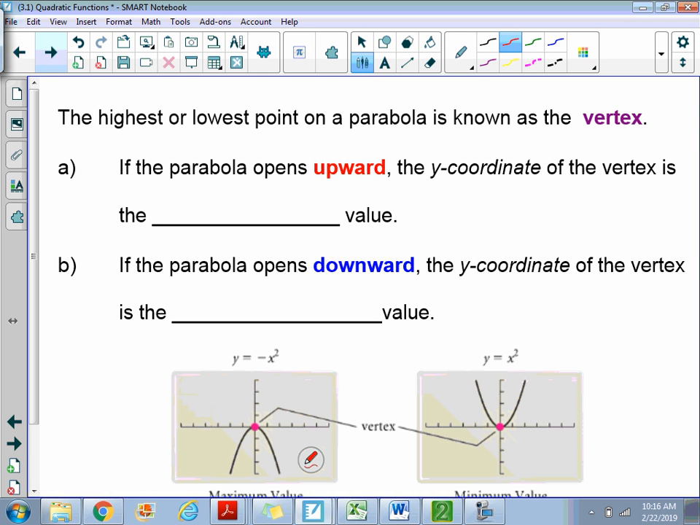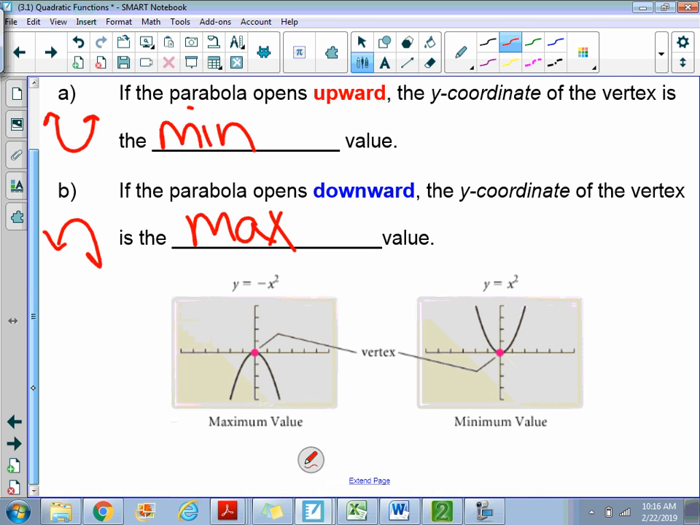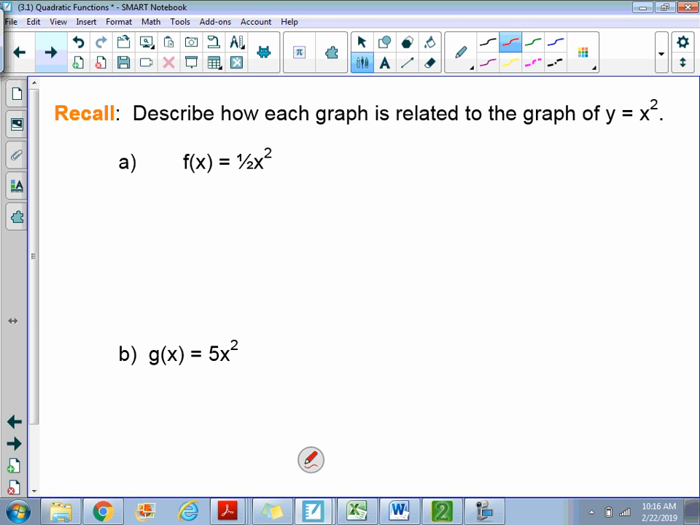All right, the highest or lowest point on the parabola is your vertex. If the parabola opens upwards, so if it's a U shape, the vertex is going to be the lowest or the minimum value. And if it opens downward, so it's upside down, it's your max value. So if you look here, here's lovely pictures. Here's max, there's the min. So far we did maxes and mins on the graphing calculator, but we haven't done them by hand yet. So there's one way we can find the max or the min.